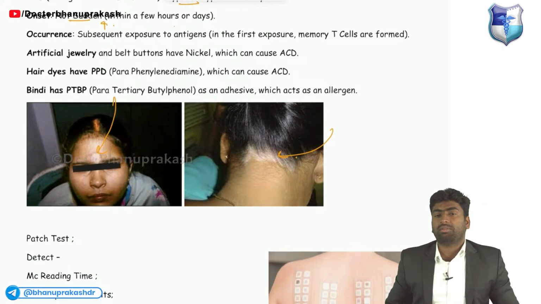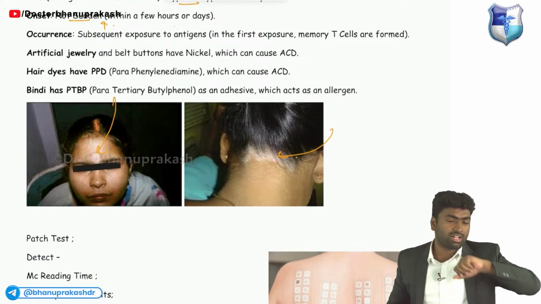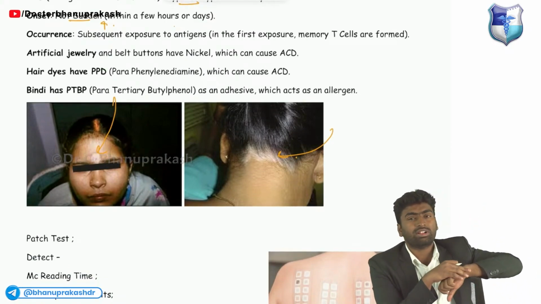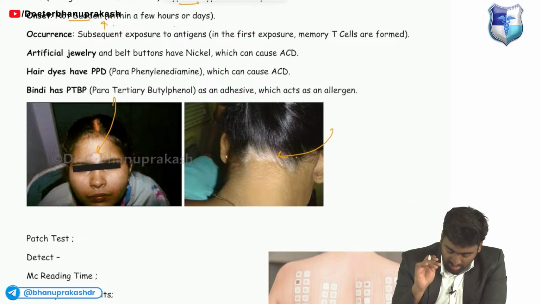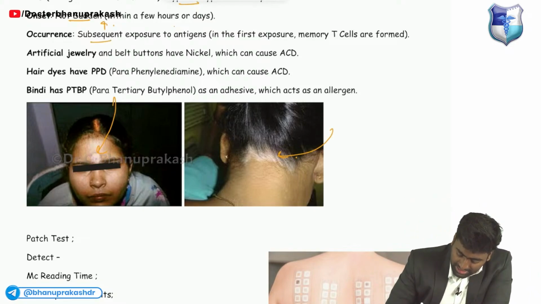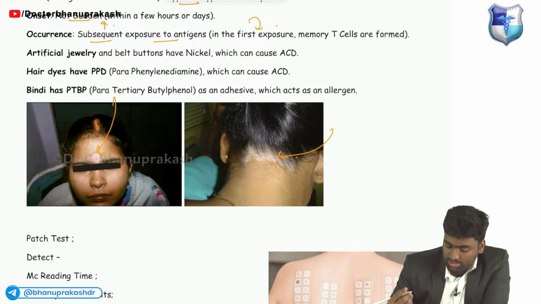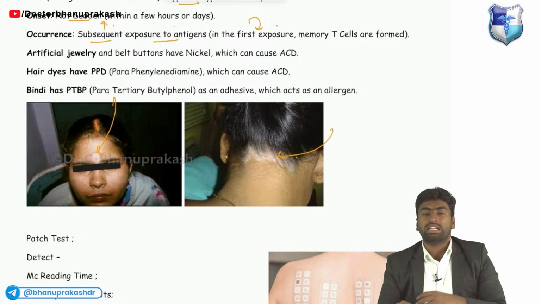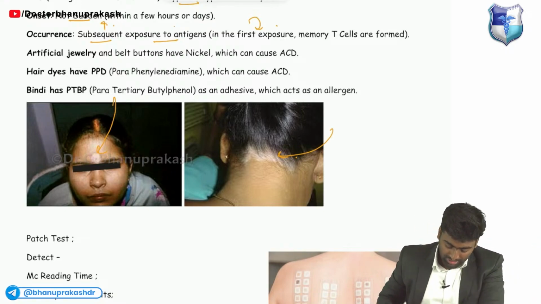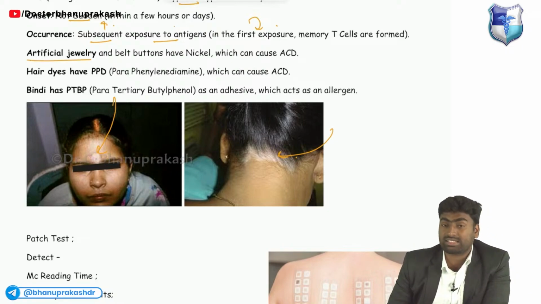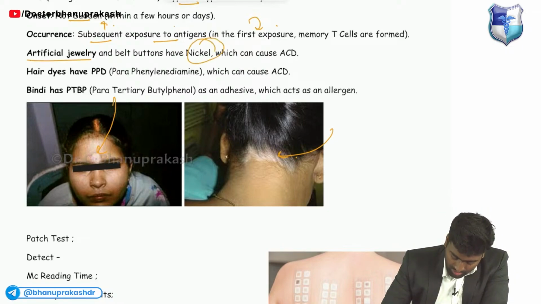Okay, because you got a new detergent, you got a new watch, you wear it and it will take some time to occur. And it occurs on subsequent exposure to the antigen, like after the first exposure, previously you were using these detergents and again you were exposed to the same. For example, the most common one in the case of jewelry is nickel. Whereas it can happen because of the bindi. Okay, bindi, actually it is leukoderma.